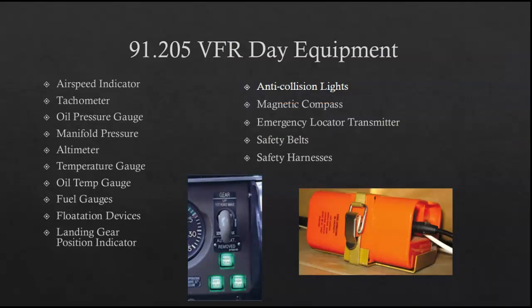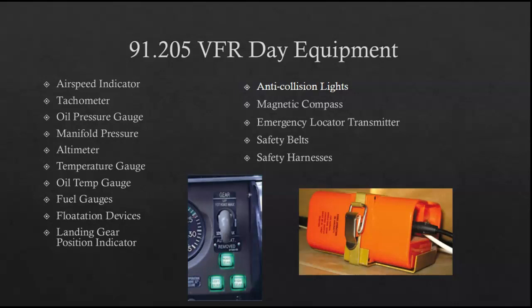So here's the acronym for VFR day equipment. A is for airspeed indicator, T is for a tachometer, O is for oil pressure gauge, M is for manifold pressure gauge, A is for altimeter, T for temperature gauge if it's a water-cooled engine, O is for oil temperature gauge, F is for fuel gauges, and there's another F for flotation devices if you're flying over water.